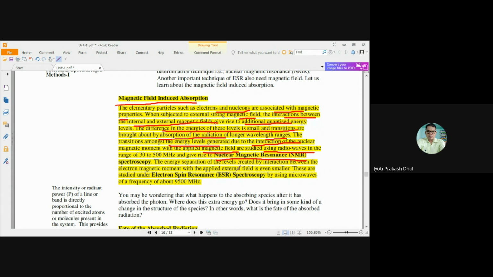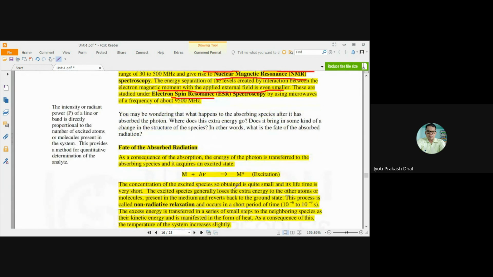And similarly, the energy separation of the levels created by interaction between the electron magnetic moment and the applied external field is even smaller. So these are studied under electron spin resonance or ESR spectroscopy.